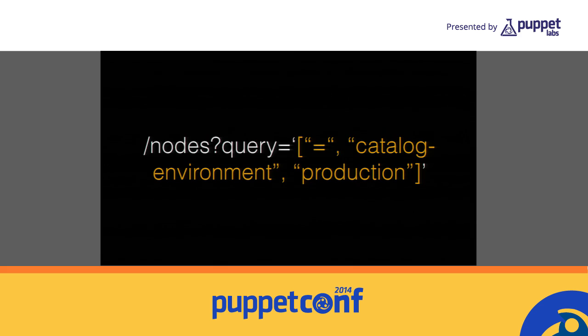If you want to get a bit more complex, you can do this. This goes to the nodes endpoint, so it will return you all the nodes, but it tries to strip it down to only nodes which have their catalog environment set to production. So let's say that we have production, testing, development, and something else environments. This basically gives you all the nodes from your production environment.